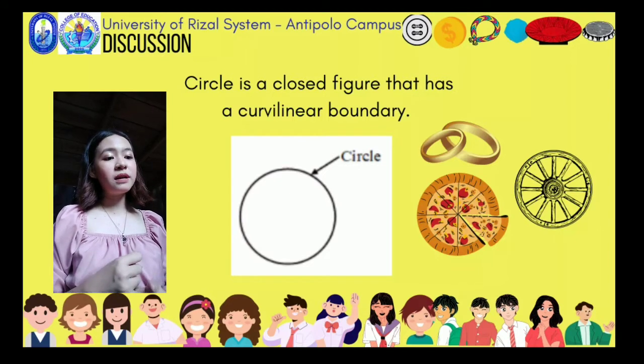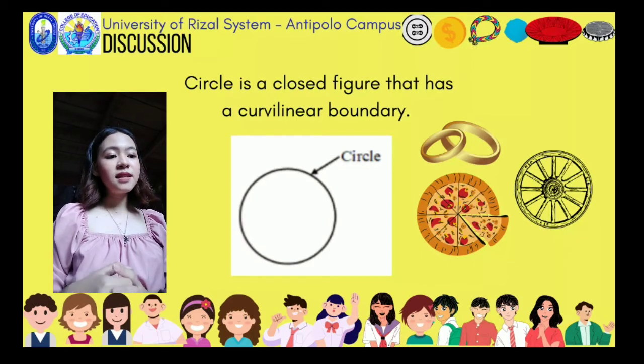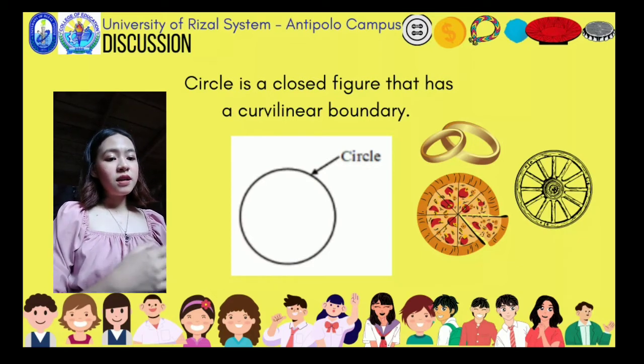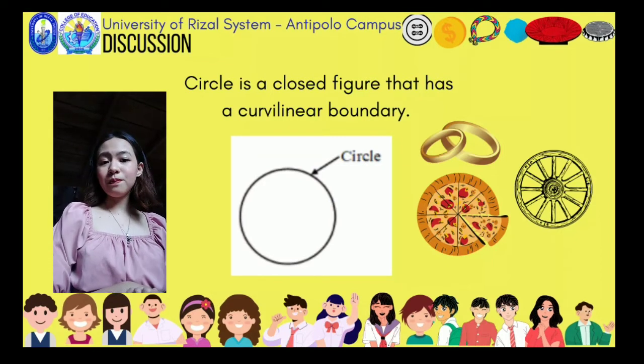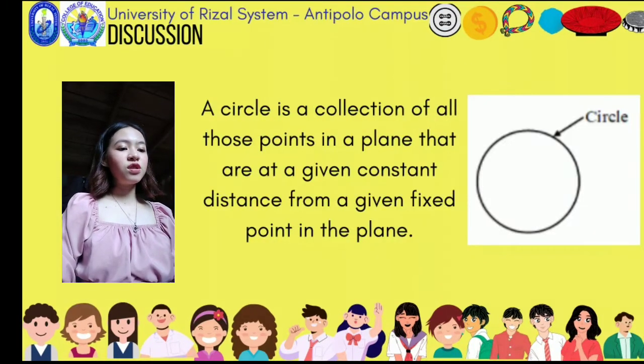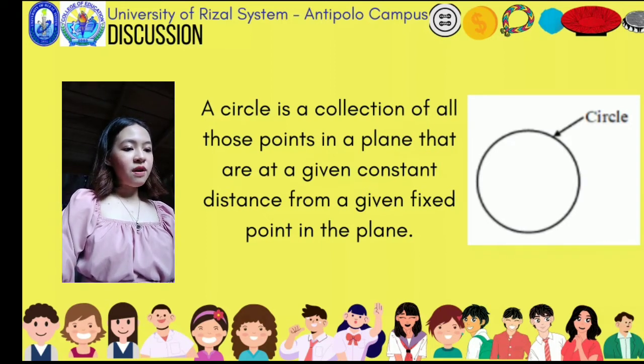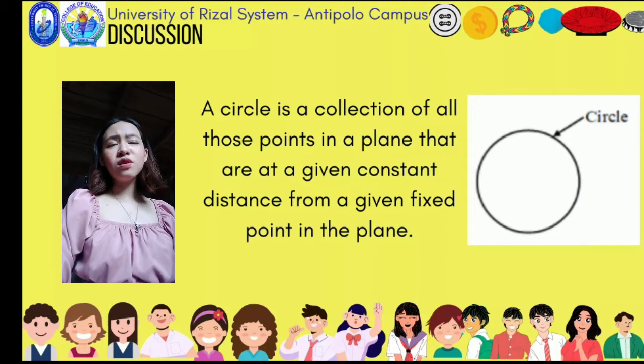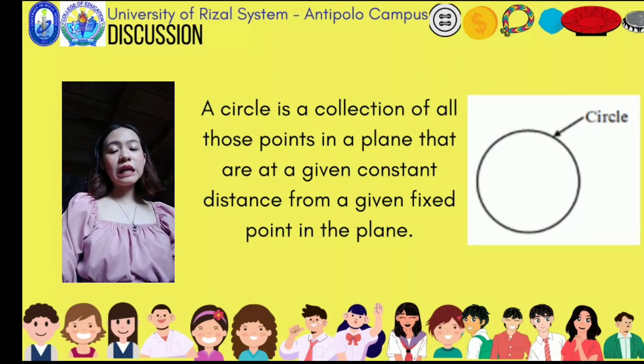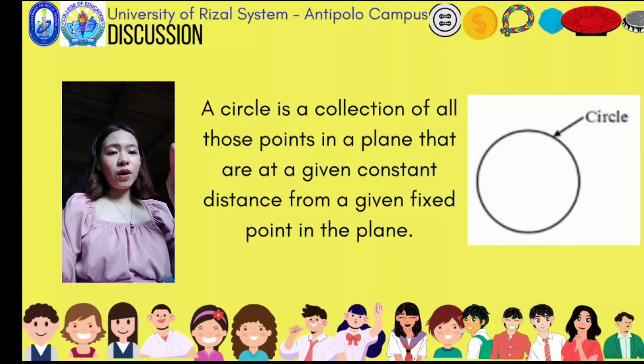For example, bangles, coins, rings, plates, chopsticks, pizza, CDs, wheels of a car, bus, cycle, truck, train, and airplane are also round shapes. So again, circle is a collection of all those points in a plane that are at a given constant distance from a given fixed point in the plane. So in short, circle has no corner and is a collection of all points. Ibig sabihin yung mga point, pag pinagdugtong mo siya, you can create a circle.